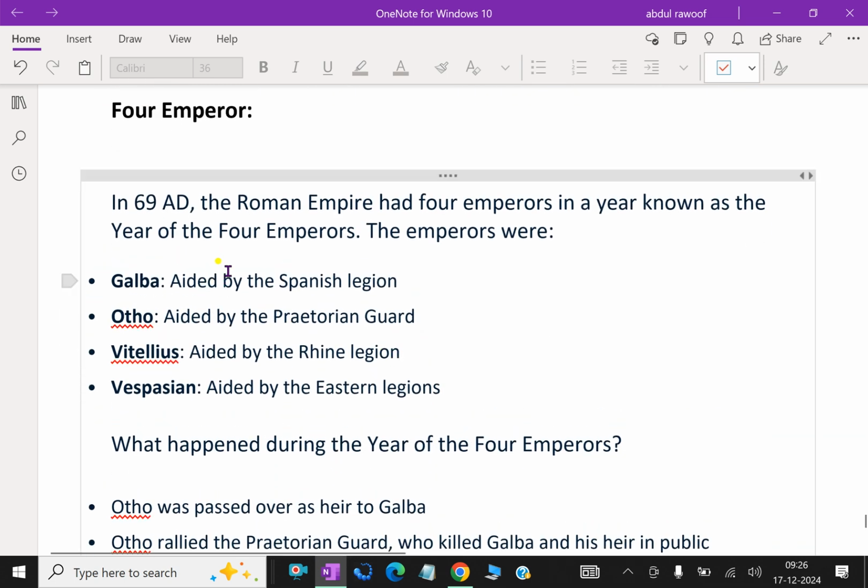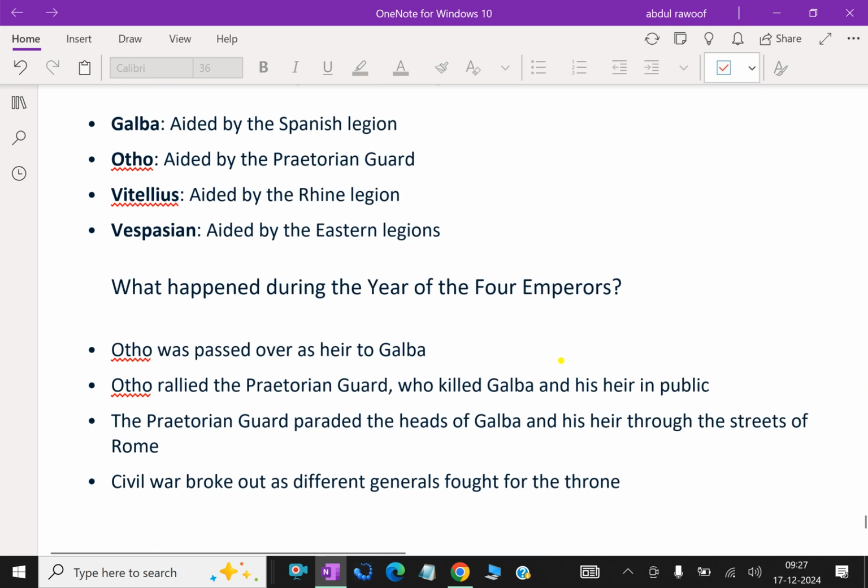In 69 AD, the Roman Empire had four emperors in a year known as the Year of the Four Emperors. The emperors were Galba, aided by the Spanish region; Otho, aided by the Praetorian Guard; Vitellius, aided by the Rhine region; and Vespasian, aided by the eastern regions. What happened during the Year of the Four Emperors?